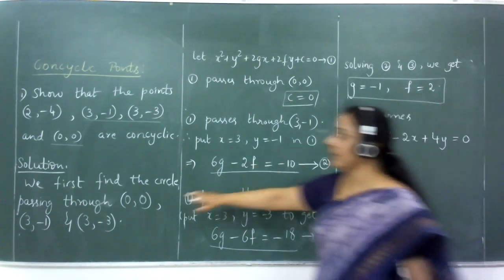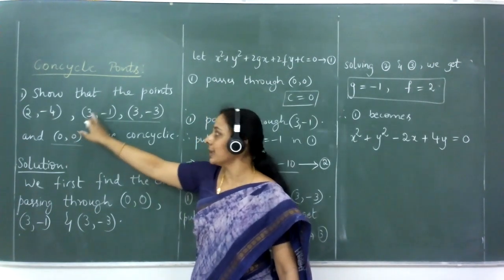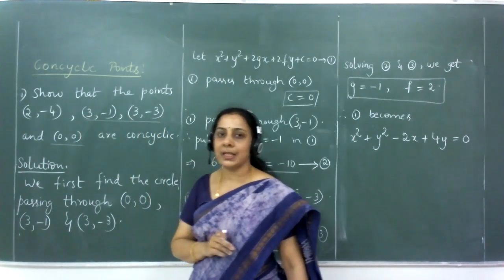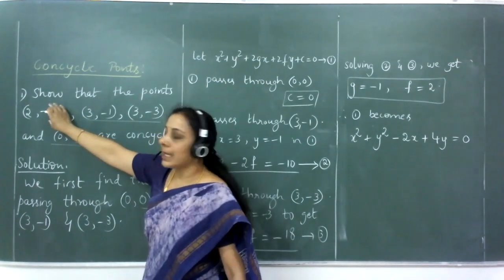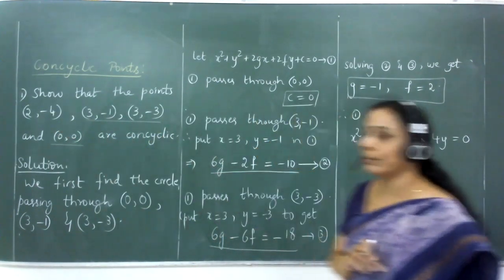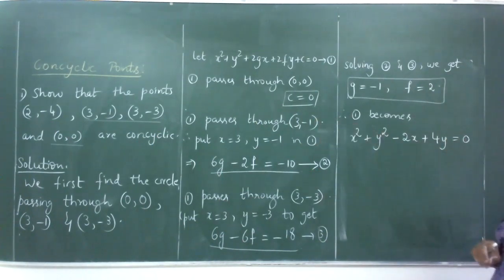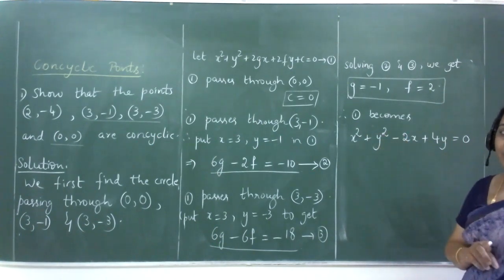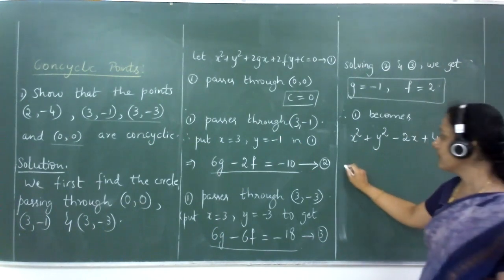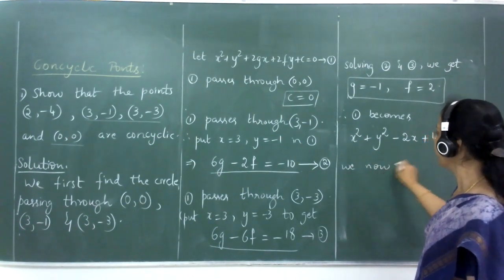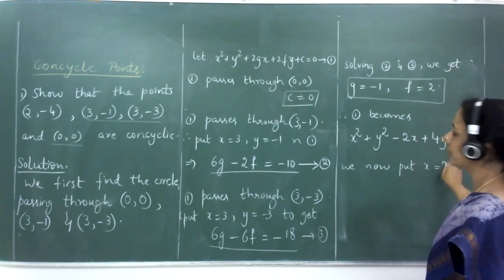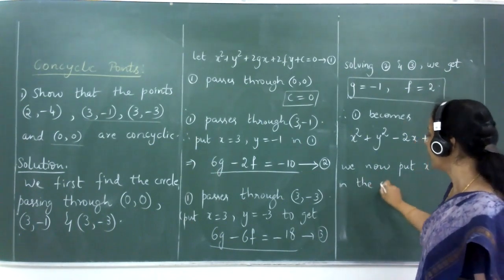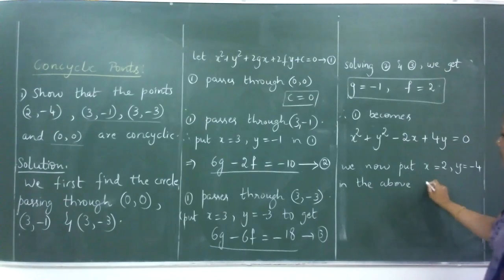This is the equation of the circle which is passing through the 3 points, that is origin, 3 comma -1 and 3 comma -3. But here we are verifying whether the given points are concyclic or not. Now the remaining point here, which is 2 comma -4, the coordinates of that point 2 comma -4, if it satisfies the equation of the circle, we say that the points are concyclic. So how do we verify for that? We now substitute x equal to 2, y equal to -4 in the above equation. Let us see if we have LHS equal to RHS.